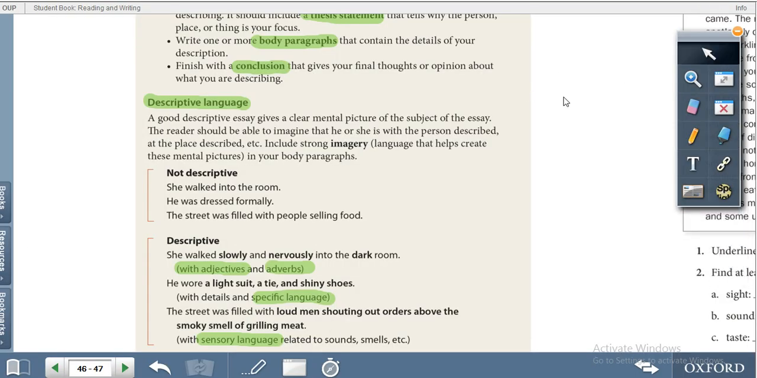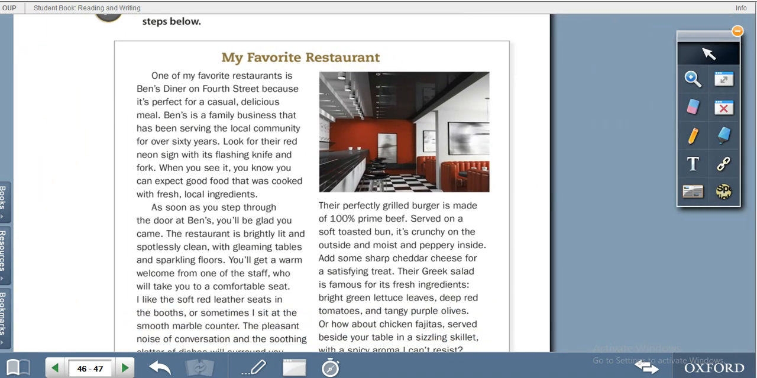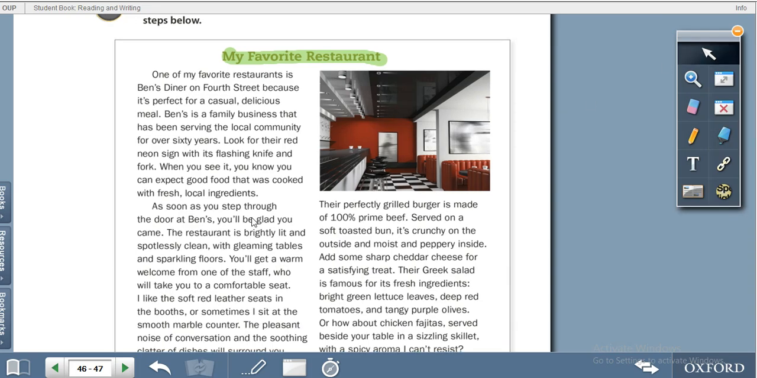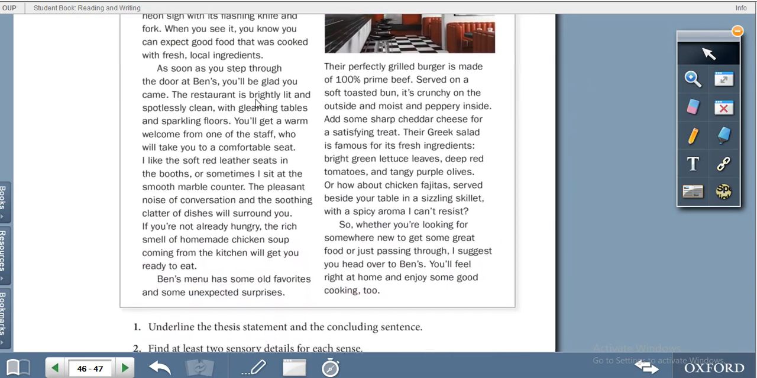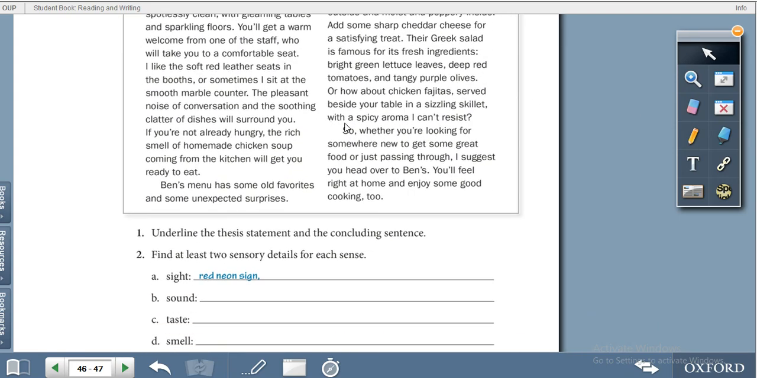And secondly, we are going to the next page, that is my favorite restaurant. For example, someone asks you to write about your favorite restaurant, and here is the model paragraph. The writer might have used different details, sensory language, adverbs, adjectives to describe the favorite restaurant. At the end of this essay, you have an exercise. What does it want from us? Underline the thesis statement and underline also the concluding sentence.